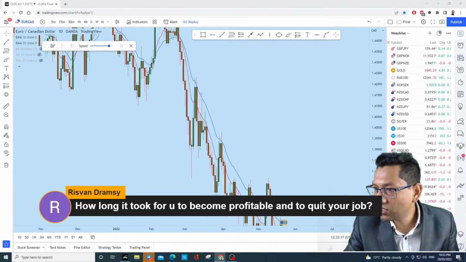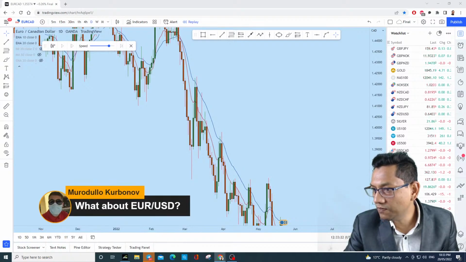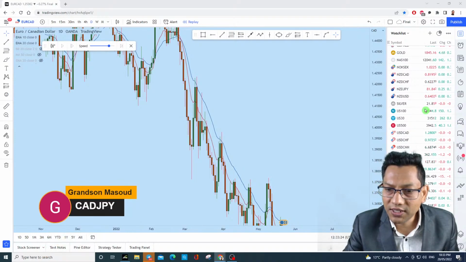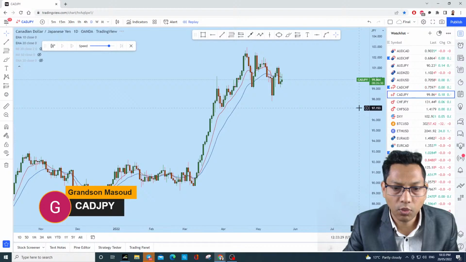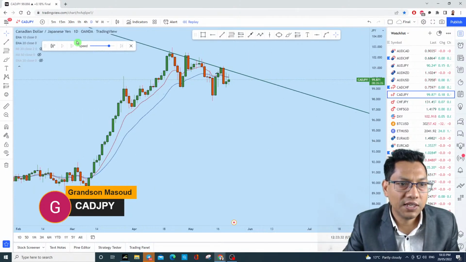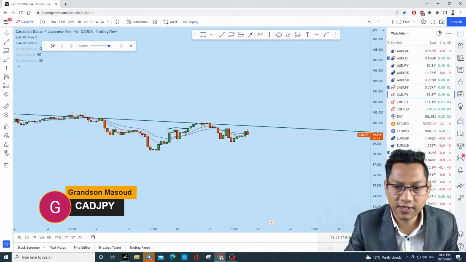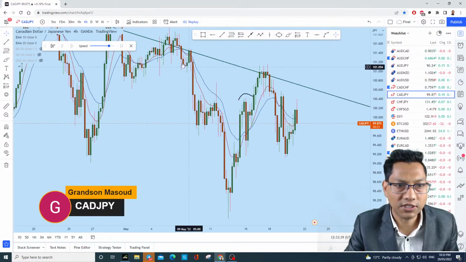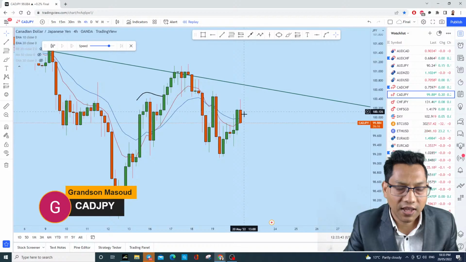So let's see Gold, and what about USD, CAD JPY. So let's see CAD JPY. What's happening with CAD JPY? Okay, this is daily. Let me see 4 hour. Okay, CAD JPY, dollar yen, same kind. You see, this is what I told you yesterday. This trend line I drew yesterday is still there. You see the price finally going up, creating dodges and going up.